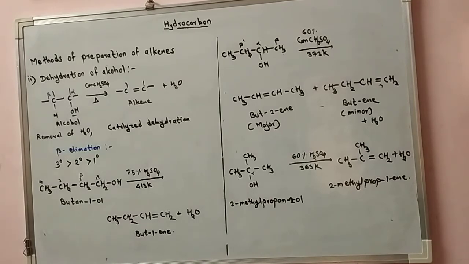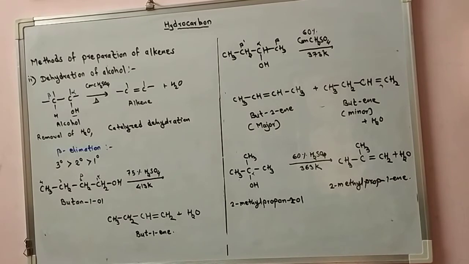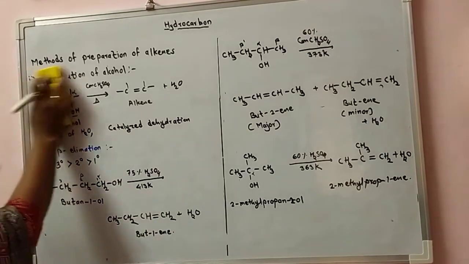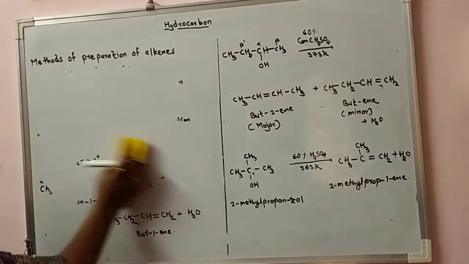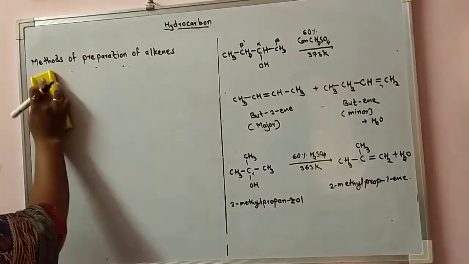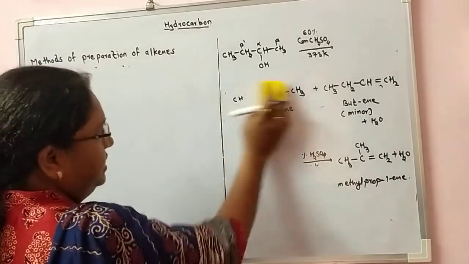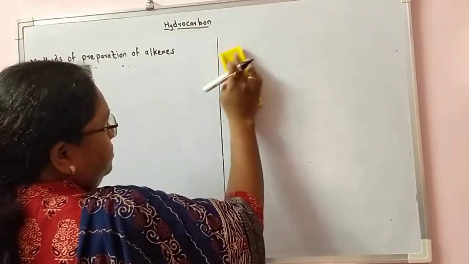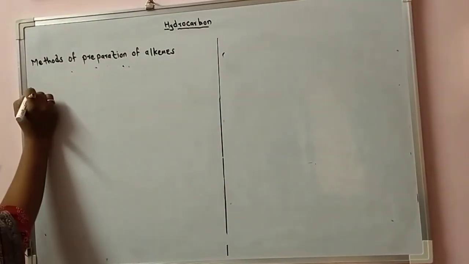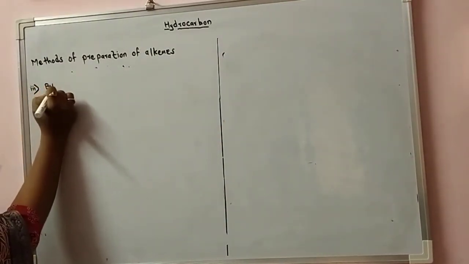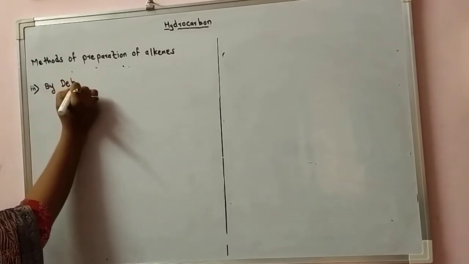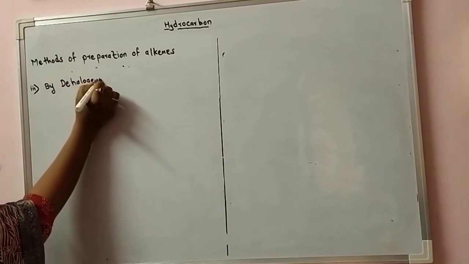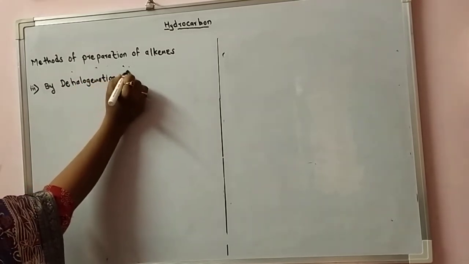Now another elimination reaction from which an alkene is obtained, that is dehalogenation. Dehalogenation of vicinal dihalides. So vicinal dihalides are the starting compound, and a vicinal dihalide gets converted to an alkene. So this is also an elimination reaction, by dehalogenation of vicinal dihalides.